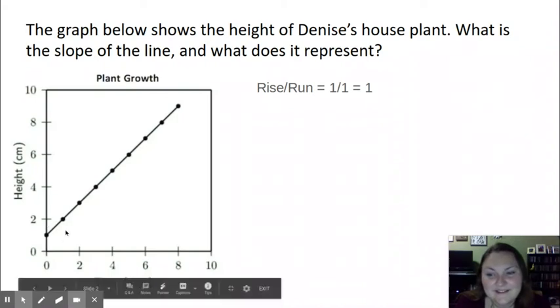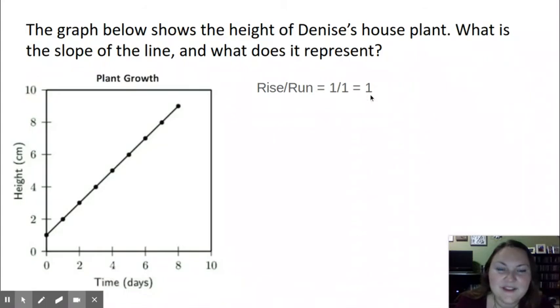And then similarly, this point here is right between 0 and 2, so it's also at 1. So I would be going up 1 and over 1, which is where this 1 over 1 comes from. And 1 divided by 1 just equals 1. So to answer that first part of the question, what is the slope of the line? We want to say the slope is 1.